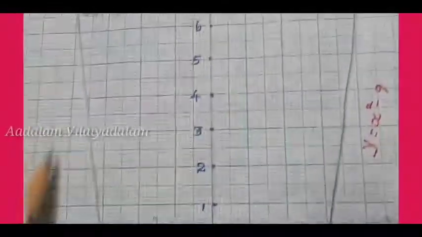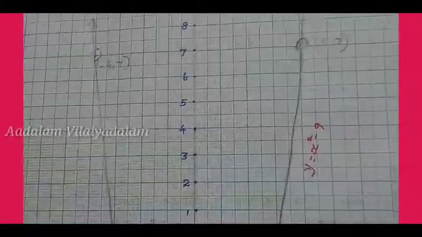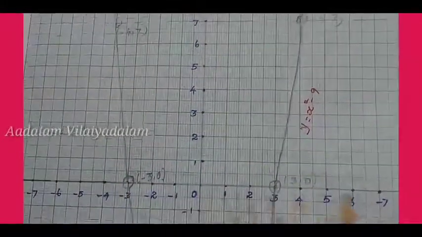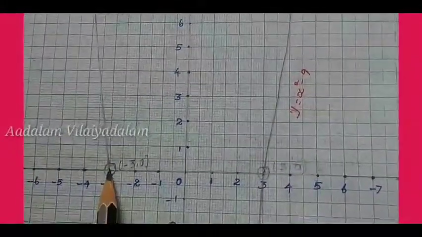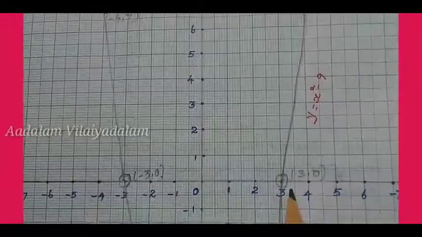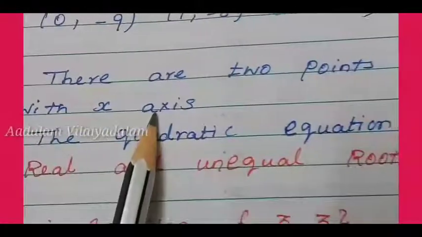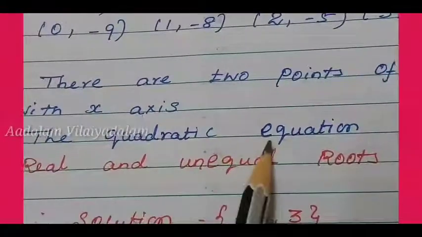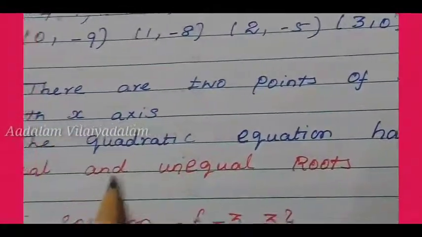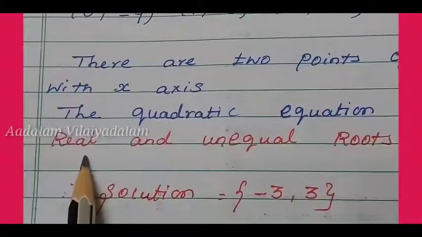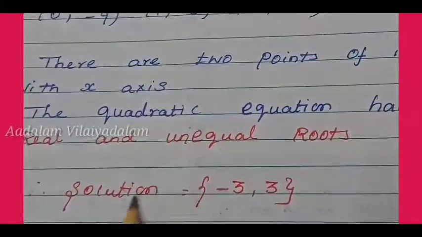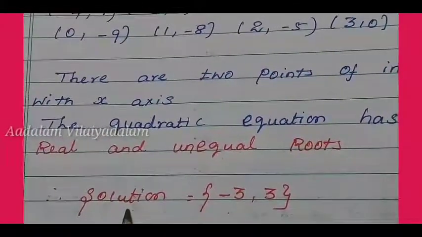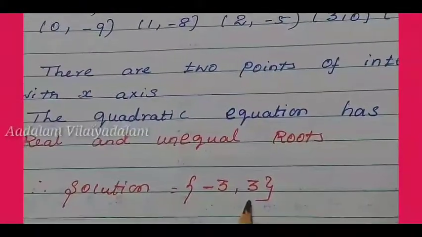So join all the points. So we get the parabola. So like that, the parabola intersects the x axis at 2 points, minus 3 and plus 3. So there are 2 points of intersection with the x axis. The quadratic equation has real and unequal roots. Therefore, the solution of this equation is minus 3 comma 3.